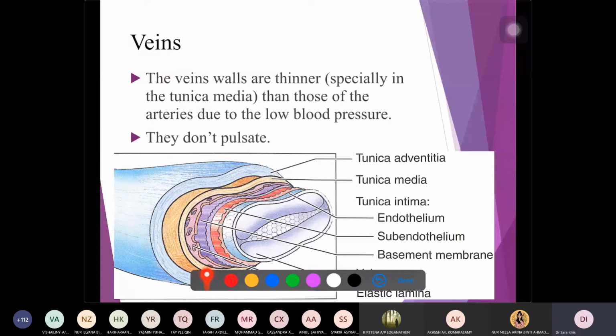And the veins, they don't pulsate, so it's not like arteries where you can actually feel for the pulsation of your blood flow. Like in your radial artery, what you can feel for in your wrist, you can feel it pulsate, you can feel the movement of blood, which reflects the contraction of your heart. Right, but in the veins, the blood doesn't pulsate.